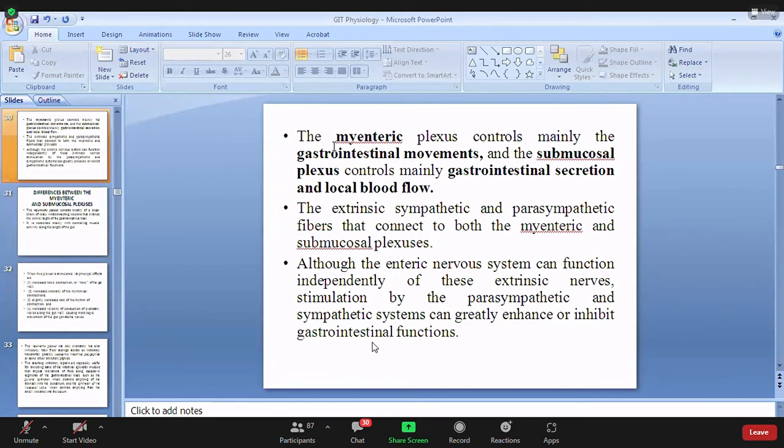The nerve plexus which lies within the muscle coat, what will it do? The myenteric plexus controls mainly the gastrointestinal movements. And the submucosal plexus mainly controls the gastrointestinal secretion and the local blood flow. Always remember that the myenteric plexus lies within the muscle layer and controls gastrointestinal movement. And S for Meissner's: the submucosal plexus is Meissner's plexus, and it controls S, that is secretion, gastrointestinal secretion.